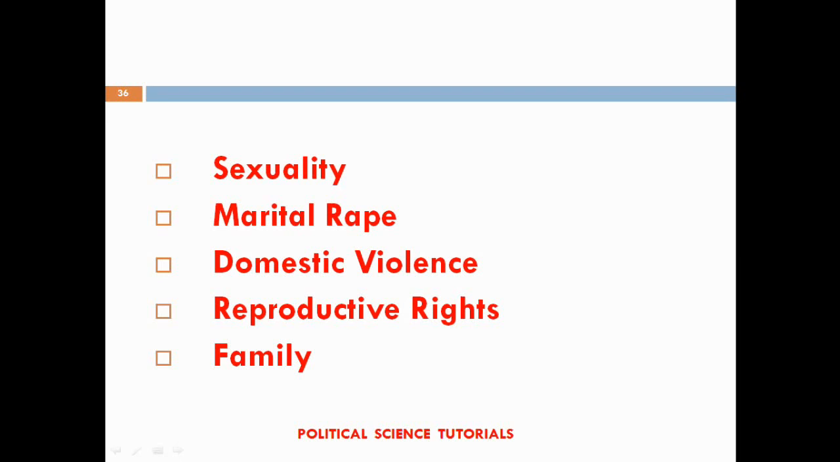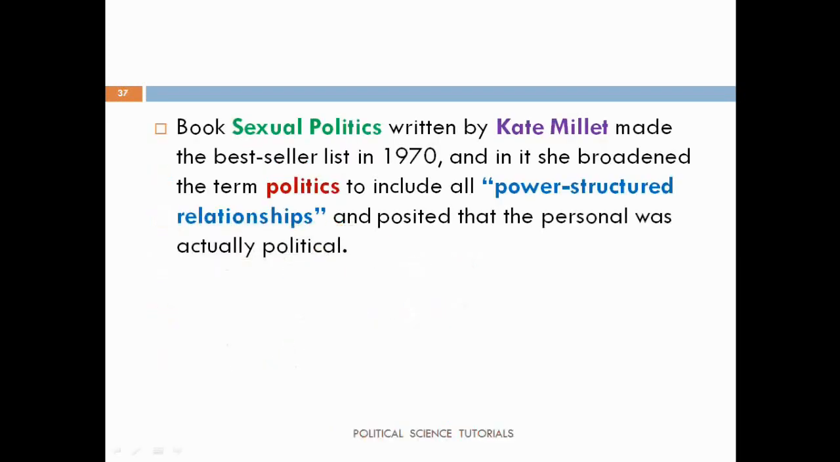It provoked extensive theoretical discussion about the origins of women's oppression, the nature of gender and the role of the family. Kate Millett's Sexual Politics made the bestseller list in 1970, and in it she broadened the term politics to include all power structured relationships and analyzed that the personal was actually political.